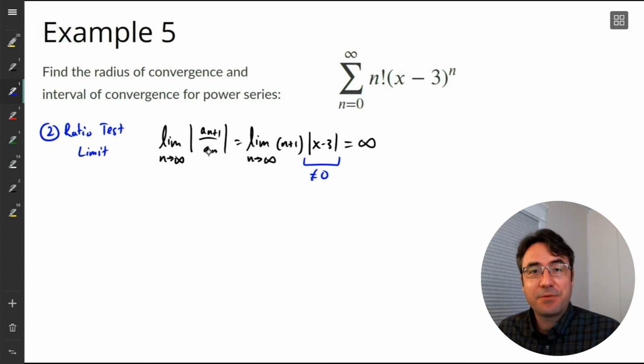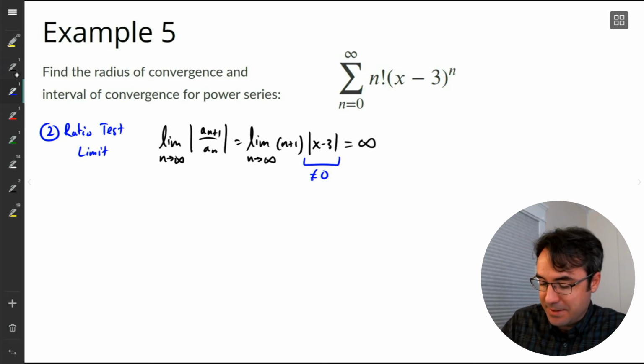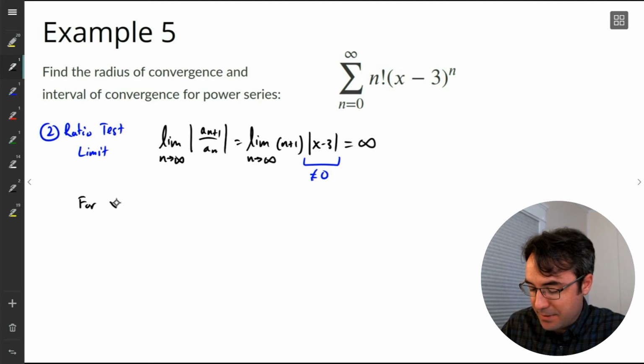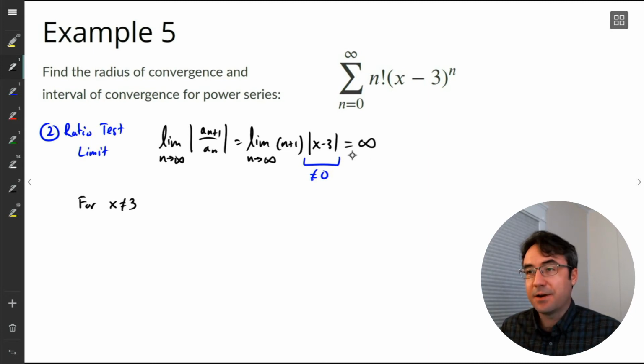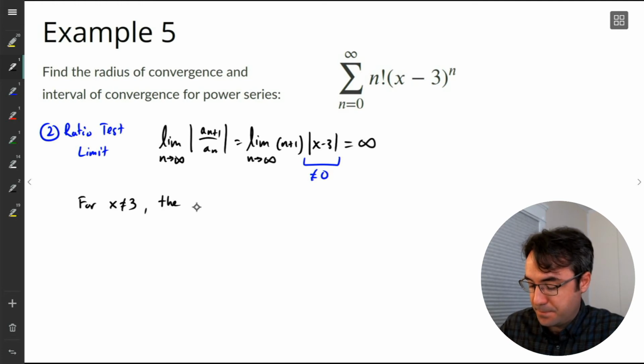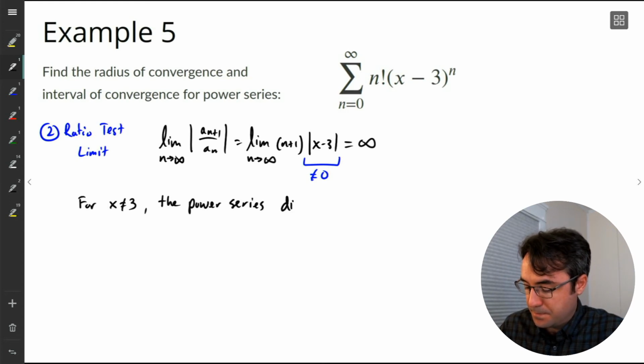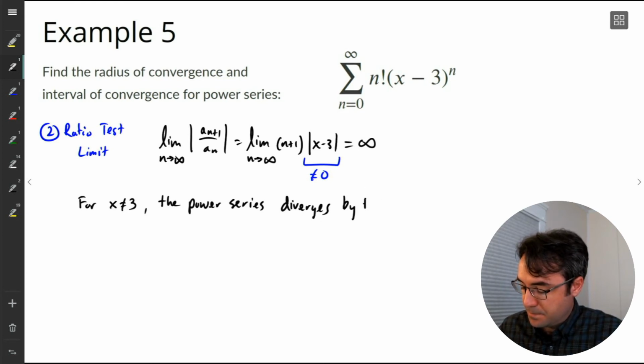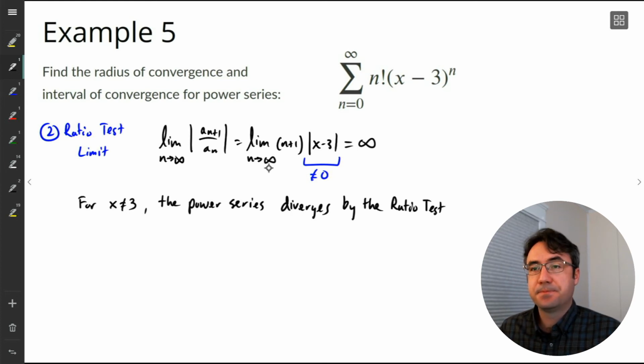So we've calculated the limit for our ratio test, and so for x not equal to 3, what we're seeing here, the limit for our ratio test is infinite. So if we remember back to what the ratio test says, it means the series diverges. And it's diverging by the ratio test.